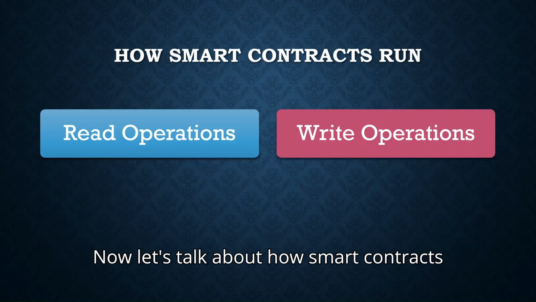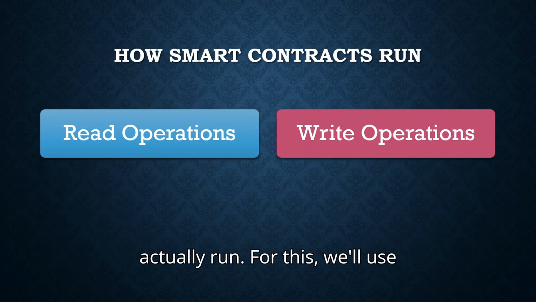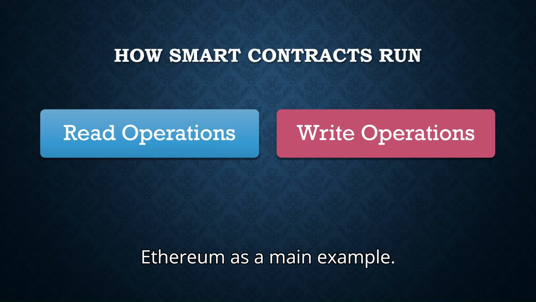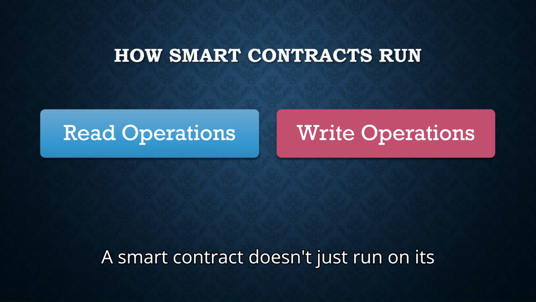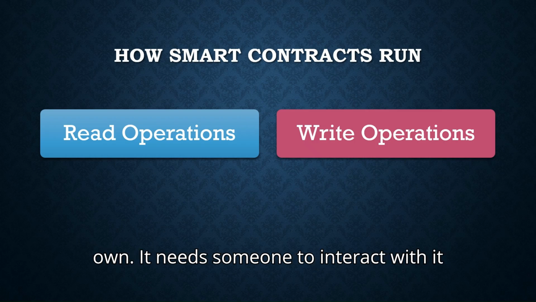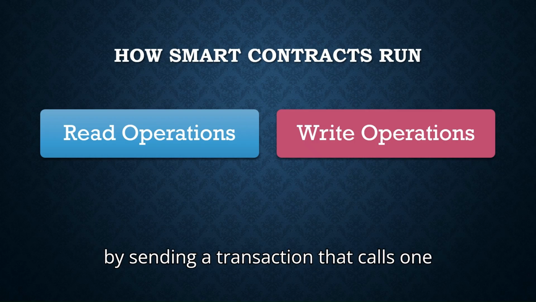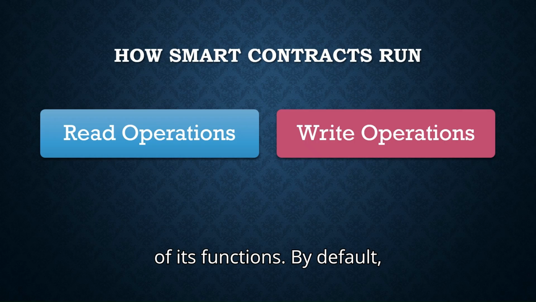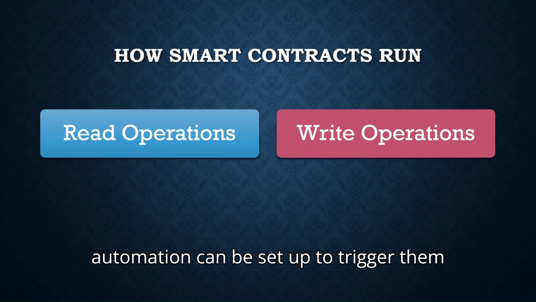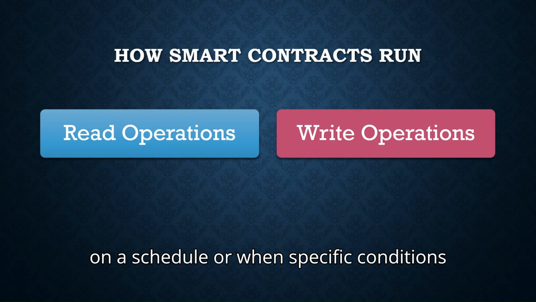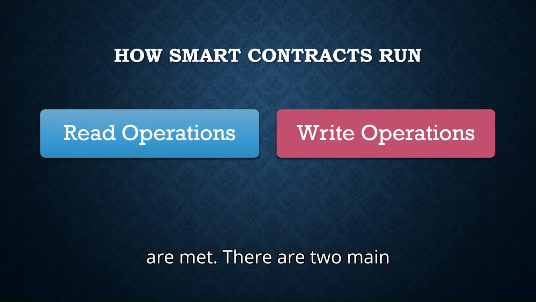Now let's talk about how smart contracts actually run. For this, we'll use Ethereum as the main example. A smart contract doesn't just run on its own, it needs someone to interact with it by sending a transaction that calls one of its functions. By default, contracts can't act on their own, although services like Chainlink Automation can be set up to trigger them on a schedule or when specific conditions are met.